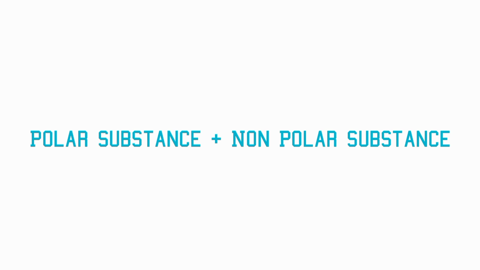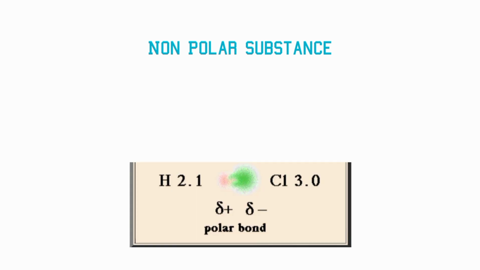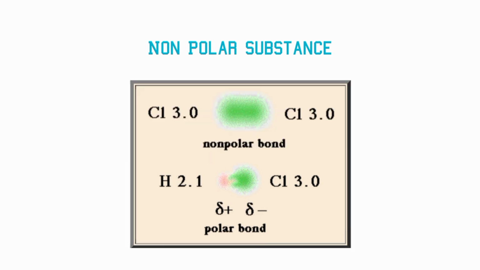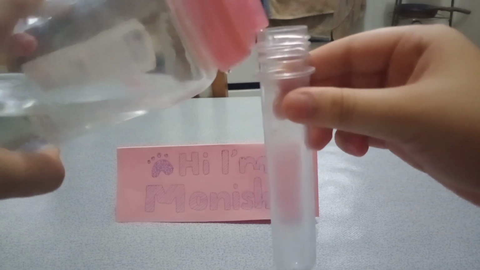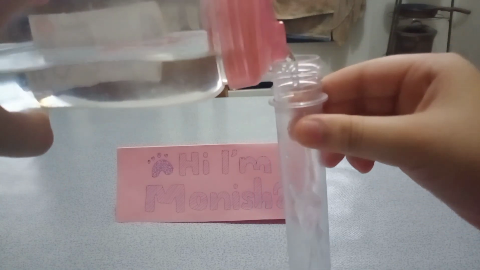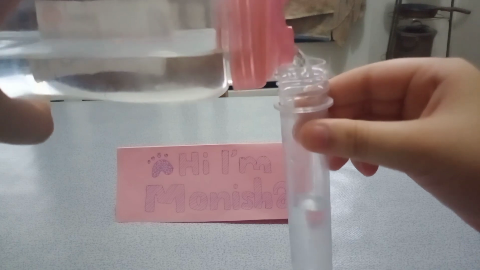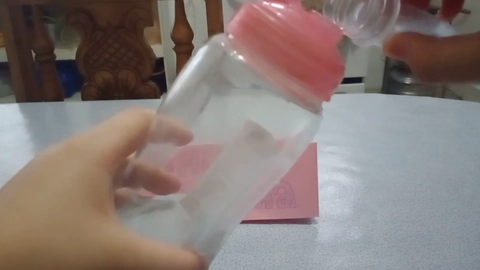Number 4. Dispersion forces. Dispersion forces are a result of combining a polar substance with a nonpolar substance. A new term, nonpolar substance. So if a polar substance has an unequal share of electrons, nonpolar is when electronegativity is equal, with equal sharing of the bonding electron pair. An example is the mixture of water and palm oil. Water is our polar covalent compound and oil is our nonpolar covalent compound.